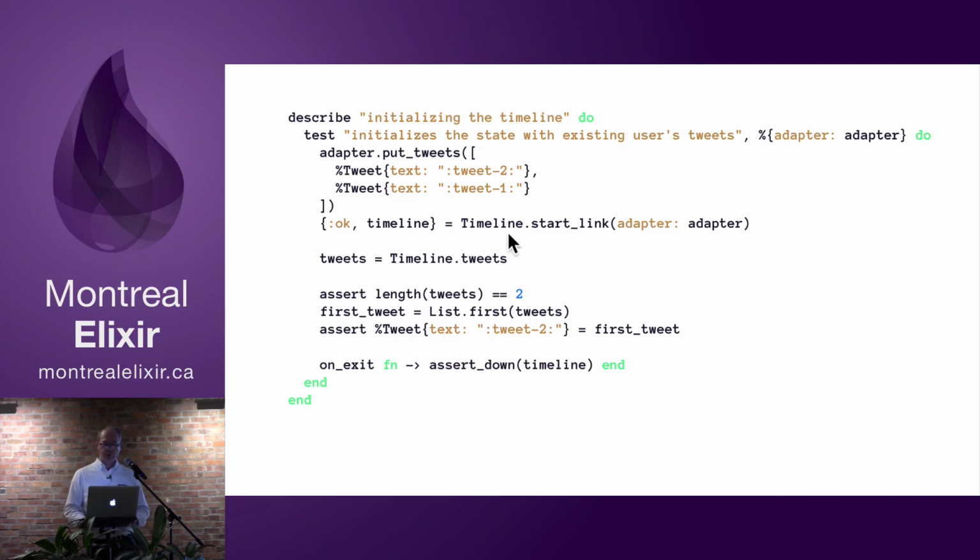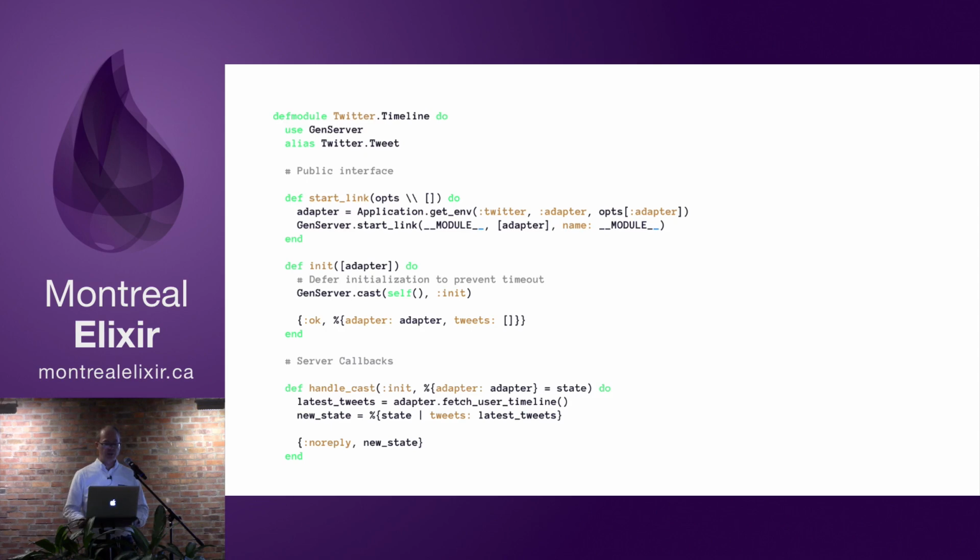So we start the timeline, we pass the adapter to use, then we ask the timeline, give me your tweets, and then we assert that we got 2 tweets, and the first tweet is in fact the one that we provided here. Nice and simple. So of course the test will fail because we haven't written anything. So we need to write the timeline.